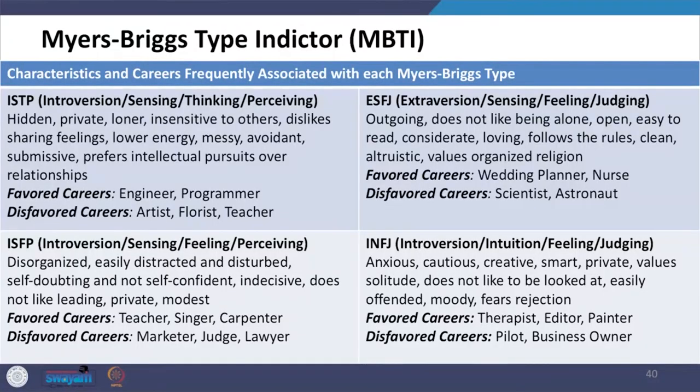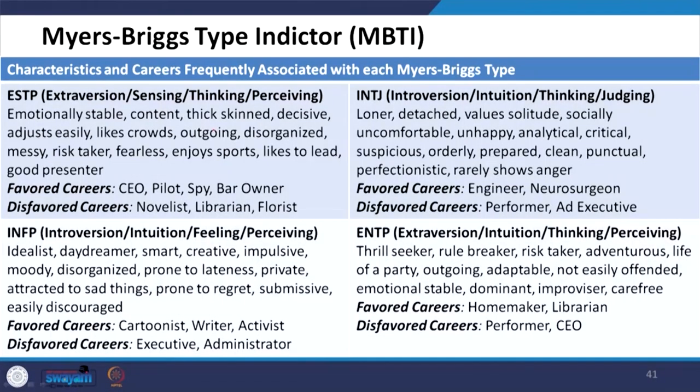Whatever the personality job fit model we always talk about, that is what type of personality the person has, and accordingly you assign them the job. Now, for the ESFJ, extroversion, sensing, feeling and judging, the favored careers are wedding planner, nurse. This type of scientist, these favored careers are scientist or astronaut, right? Because here it is more about feeling. It is not more about thinking. If thinking is there, then there will be different options.